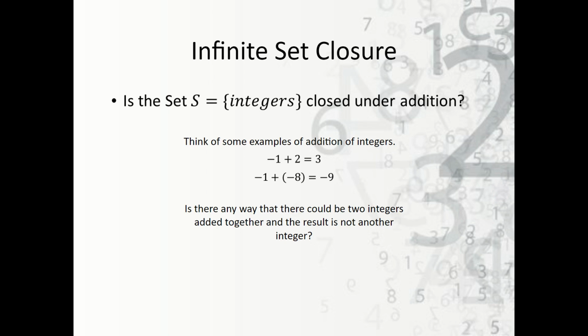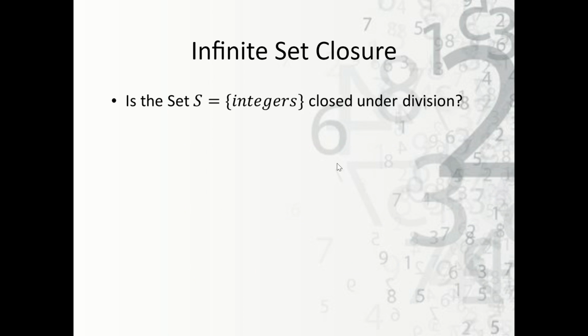So is there any way we can add two integers together and not get an integer? If I add any two negative integers, is there any way to get a fraction out of it? Is there any way to get a real number out of it? Is there any way to get a complex number out of it? Well, no, there's not, right? Any time I add any two whole numbers together, I should get another whole number. So therefore, there is no way to add two integers together without getting another integer, so the set is closed.